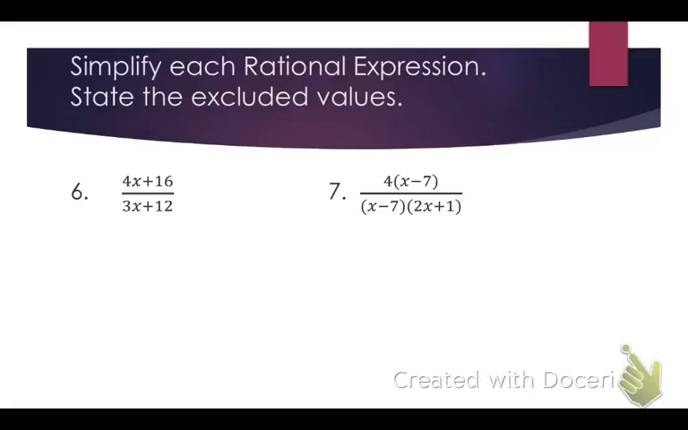All right, now, number 6. What would be incorrect is some students start crossing out x. They start reducing like 4 and 12. That is wrong. You cannot do that. You must factor. So I go through my factoring methods.